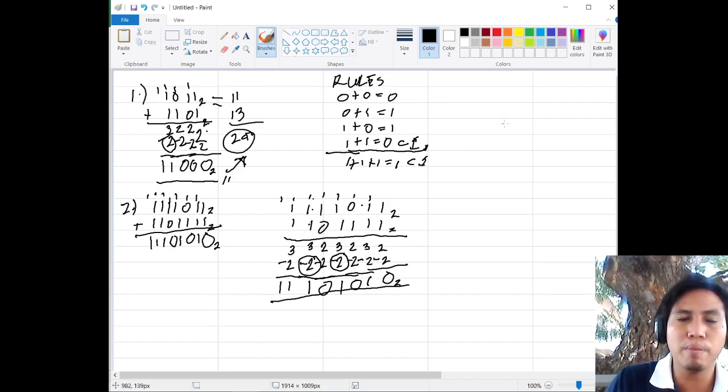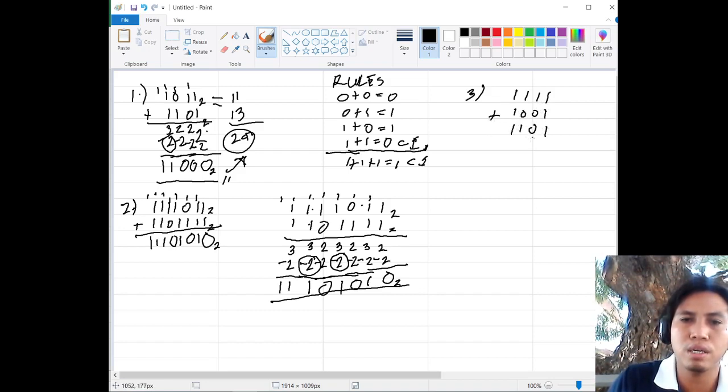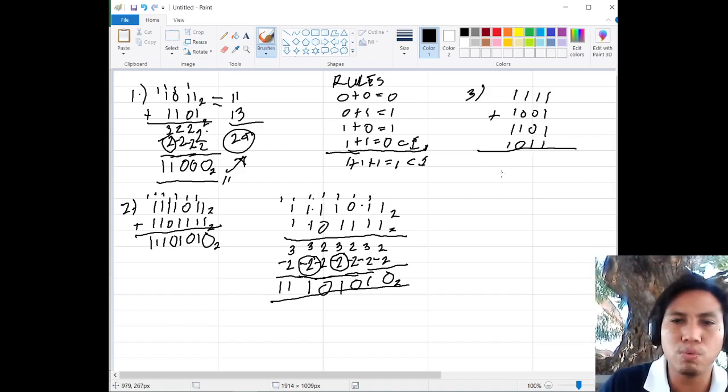Okay, so question, sir, how about if the sum would be 4? Let's say we have this one. So example number 3. We should have 1, 1, 1, 1 plus 1, 0, 0, 1. Then 1, 1, 0, 1. Then 1, 1, 1, 1. Or 1, 0, 1, 1. Okay. So we need to add this one. So adding binary is simple.